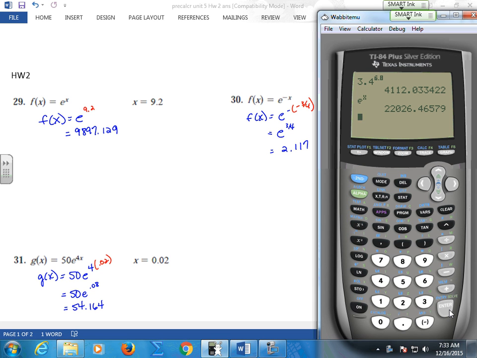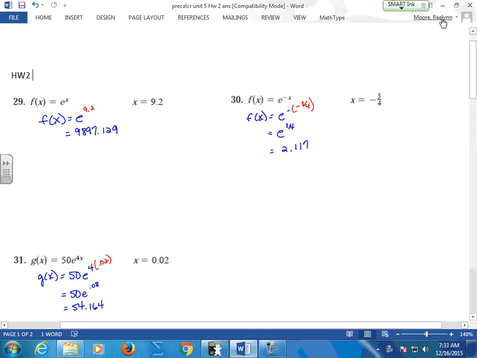Oh, they had to put 9.2 in here. Sorry. I didn't put 9.2. I'm going to put 9.2. And just hit it, and you'll get a nice answer. Again, round them to 3 decimal places, and that should be fine.